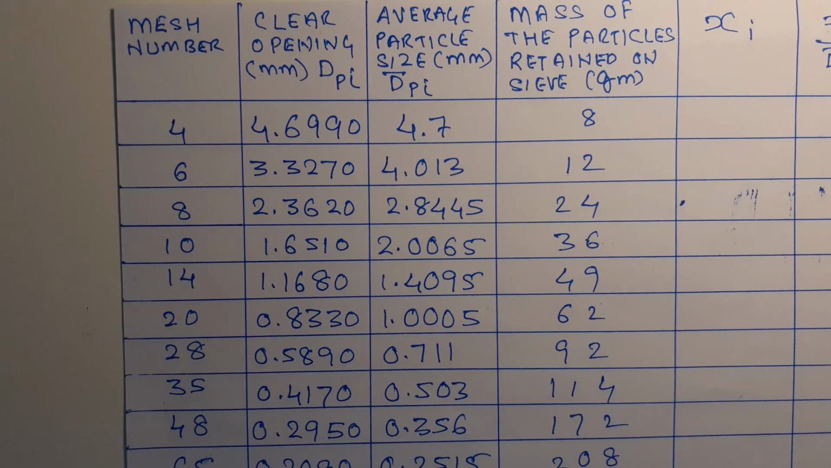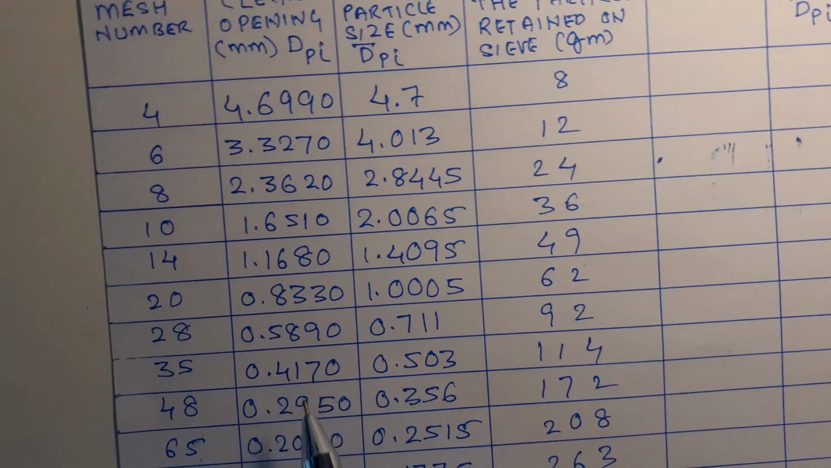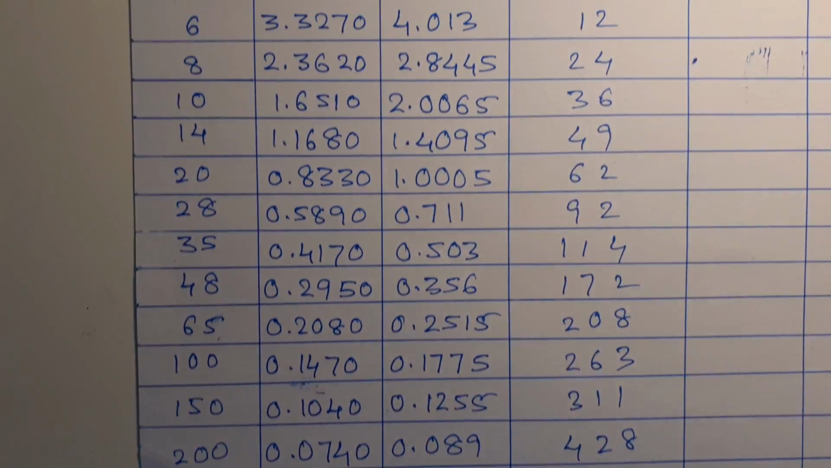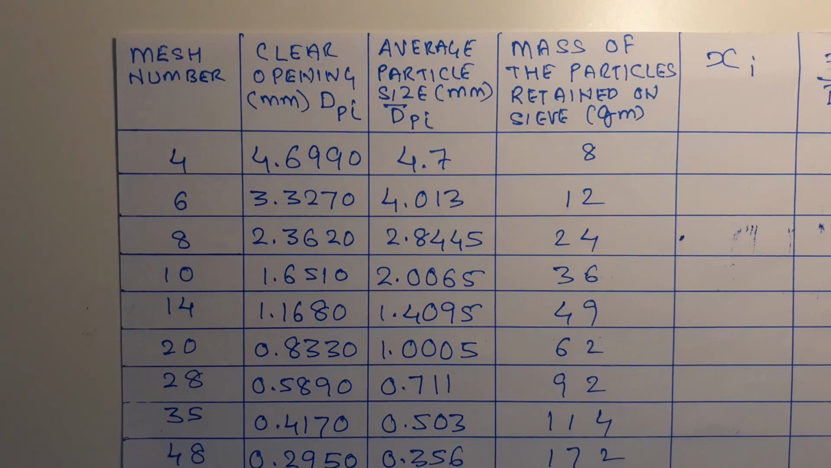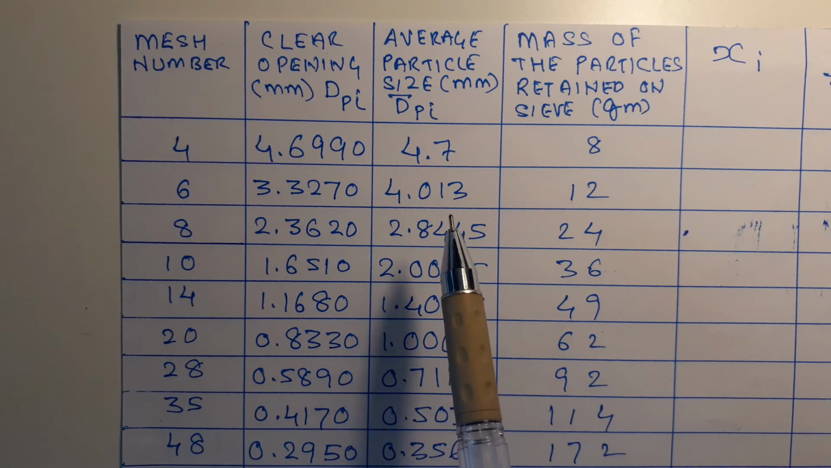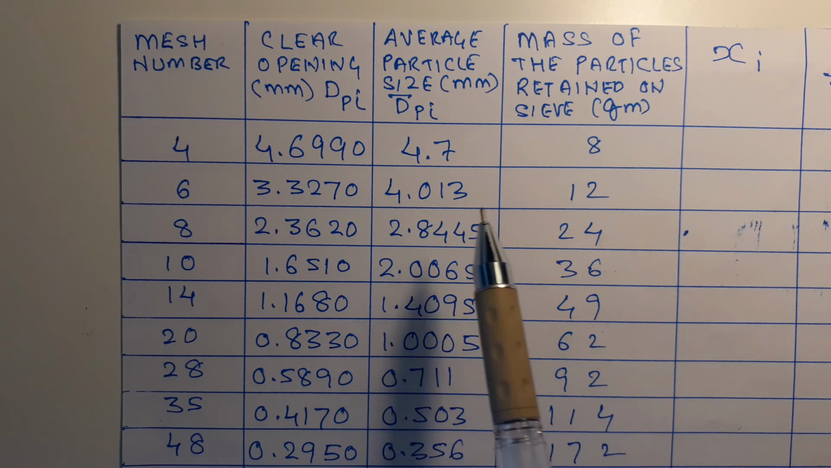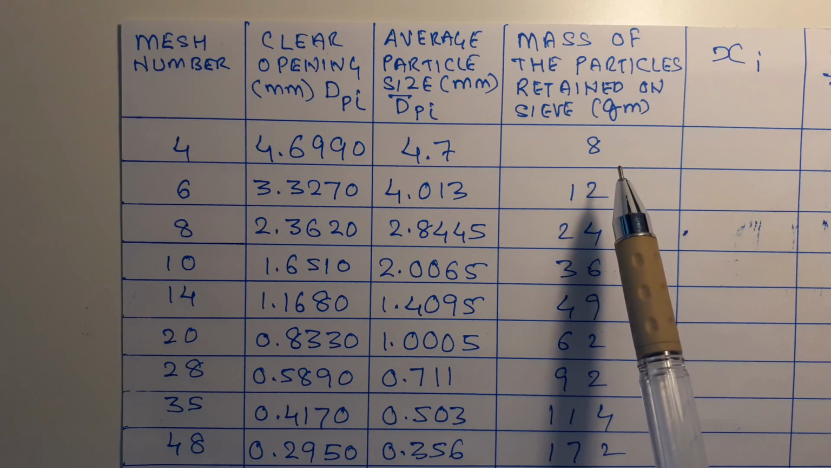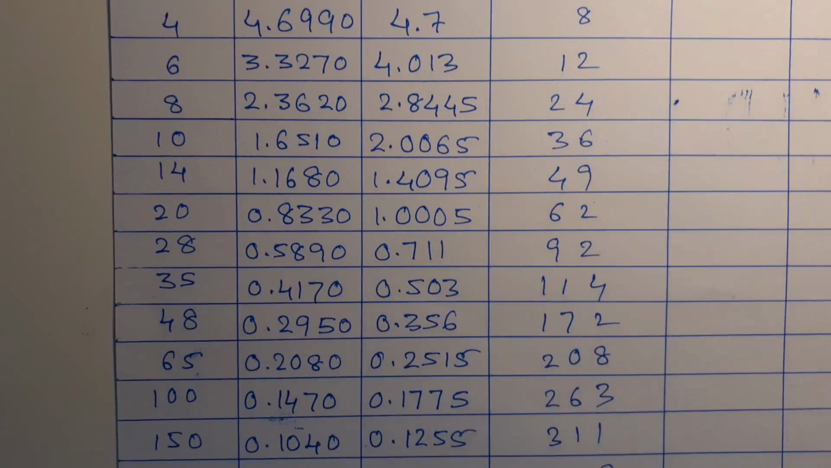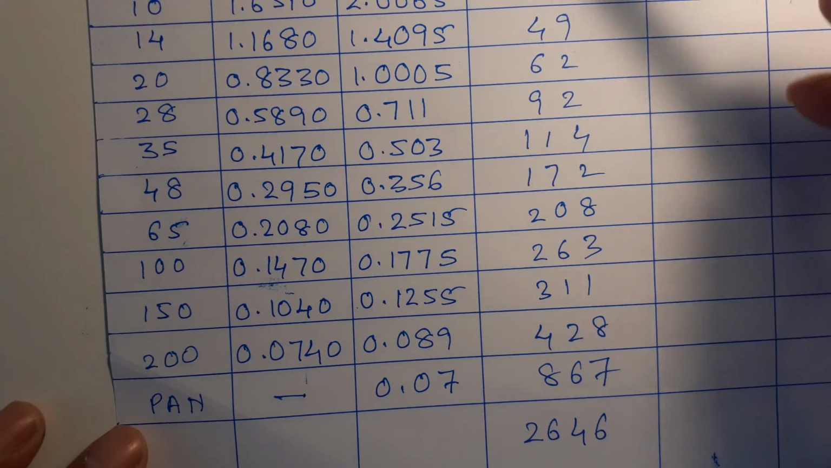So all the values are given in this tabular column, and we know that pan doesn't have any opening, so I put a dash here. We can also put not available. Then, with this data we are supposed to construct the average particle size d bar pi, and we have to find the mass of the particles retained on the screen. All these values are given in this tabular column.